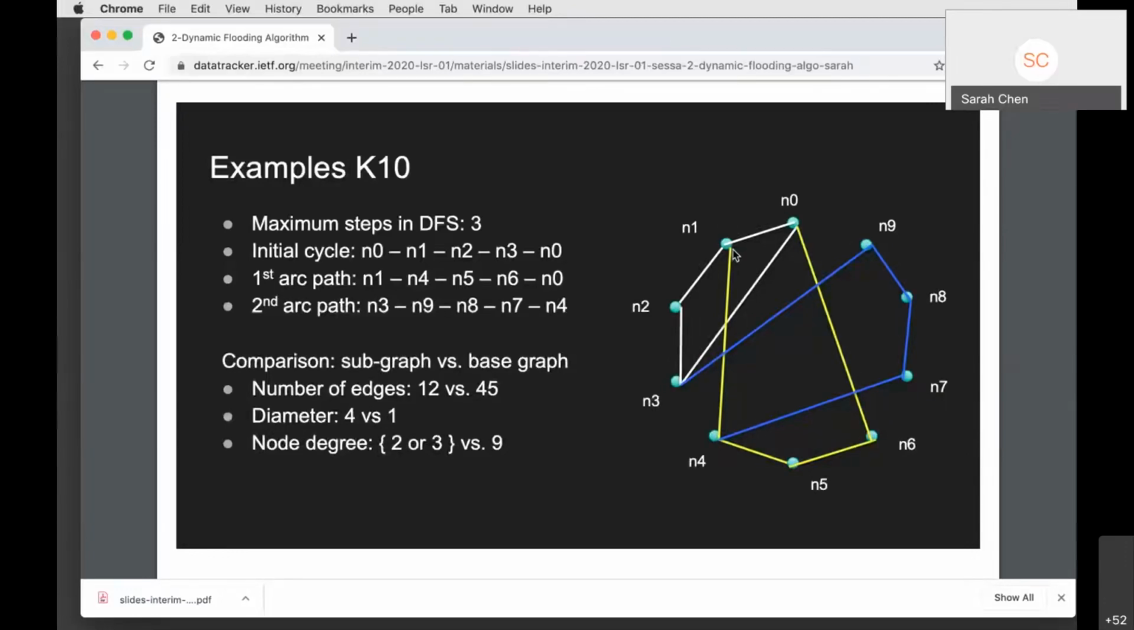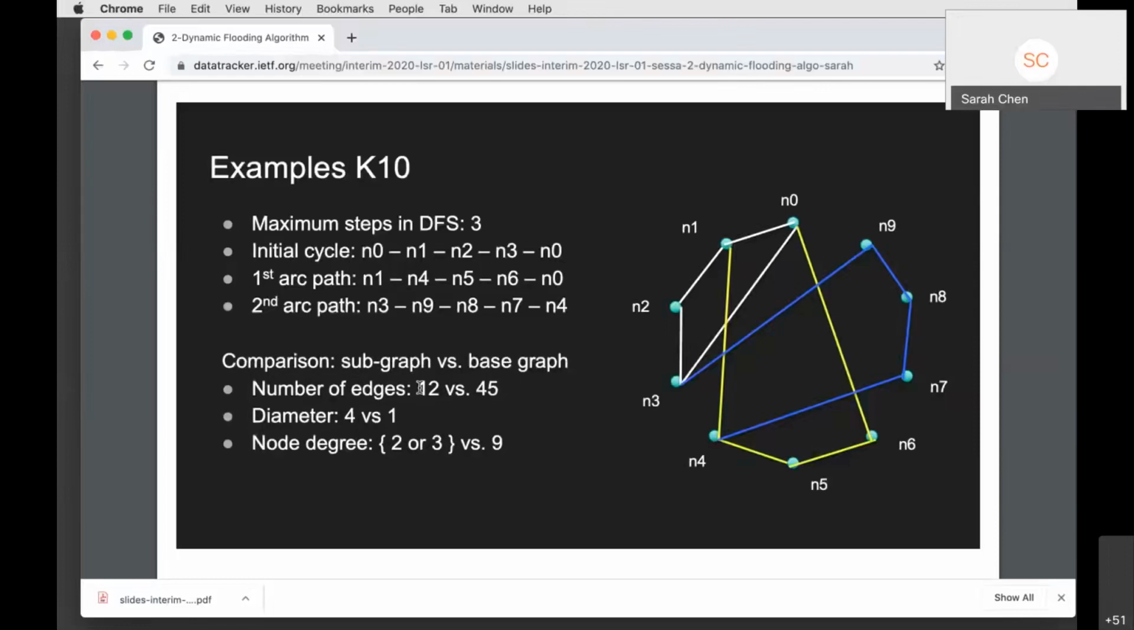Now we start the second iteration. We find a starting point, say N3. And then we go 3 steps, 9, 8, 7, and then we can come back to any node on the white or yellow arcs, except N3. So we can choose the starting points and any points of the arcs to control the diameter and balance the node degree. Now we include all the nodes in the graph, we stop the algorithm, and this is the subgraph we find for the flooding topology.